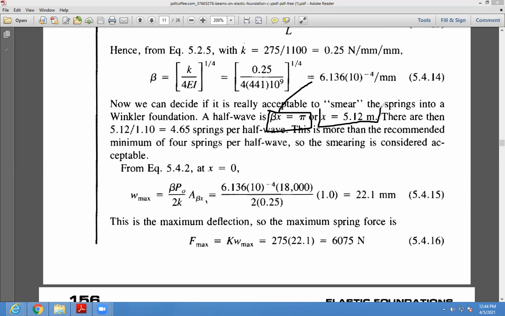So now beta is known and pi. So pi by beta, check whether it is 5.12. Pi is 3.14. Correct, right? Yes, sir. Okay, right. So now span is given, that is 1.1 meter. For half a wave, the number of springs per half wave is 5.12 divided by 1.1, that is 4.65 springs. So we have to consider a minimum of 4 springs per half wave.